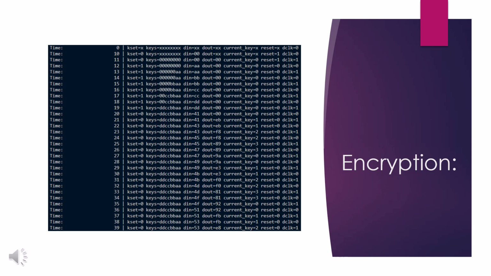This is how our encryption implementation is happening. Also take note of how our current key changes. This is due to the looping through of the keys that are in the keys array.